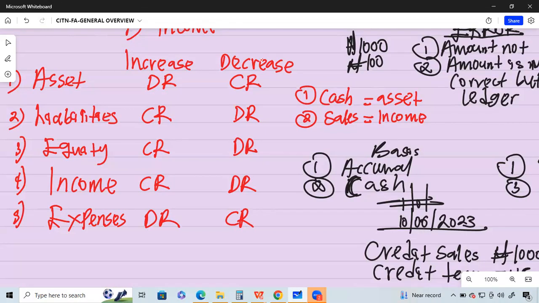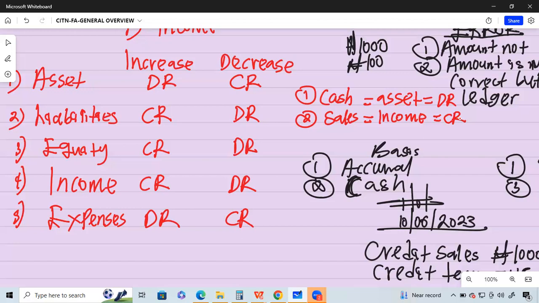So our asset is increasing. If your asset is increasing, it is debit. If your income is increasing, it is credit. So you can see now, this one is credit.